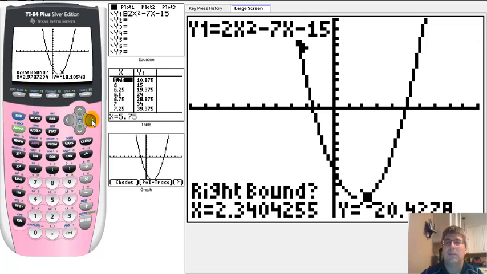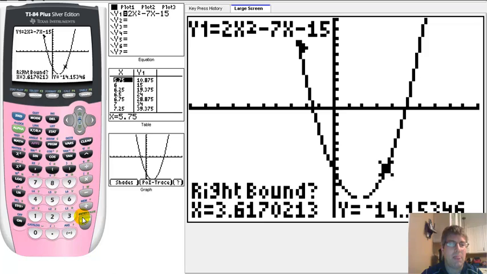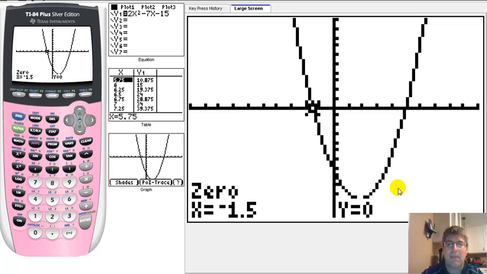I'll be a little dramatic here. I'll go way over here. Enter. So you can see the two arrows. And the calculator is now just going to search in here for the x-intercept. It's asking for a guess. I just hit enter. And sure enough, negative 1.5 and 0. And that corresponds exactly with the x-intercepts that we found when we did this by hand.